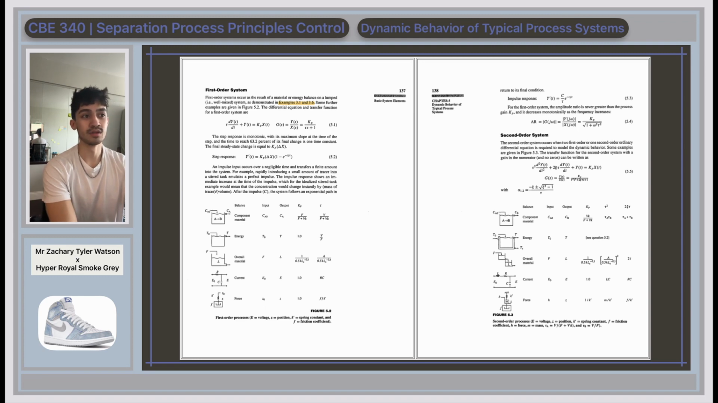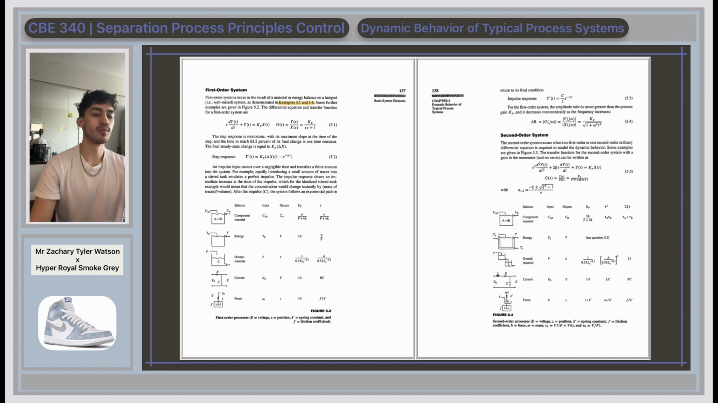Here we have a differential equation. It's first order, so we have tau times the derivative of the output variable with respect to time plus the output variable, and this is equal to the proportional gain times the input variable. We're also given information on the transfer function. As discussed previously, the transfer function is given as the output over the input, and this is written explicitly in the Laplace domain. And then for a first order system, it's simply the proportional gain over tau s plus 1. And the step response is monotonic with its maximum slope at the time of the step, and the time to reach 63.2% of its final change is one time constant.